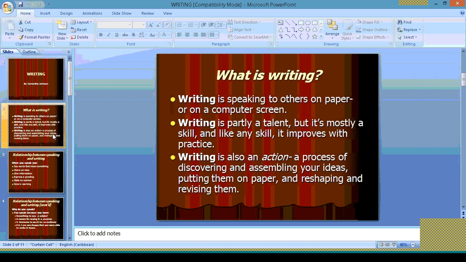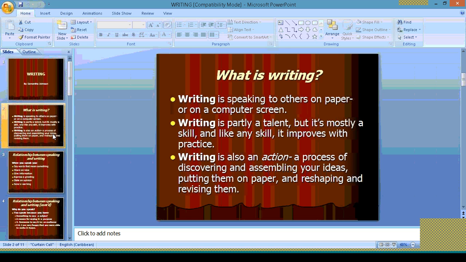Now, it is also an action. Why is it an action? You sit there, you type something on a computer screen, you get a pen, you write something. Why is it considered then an action? It's an action because it is a process of discovering and assembling your ideas. Because I'm sure before you actually write anything, an idea must have come to mind. You thought about something before you actually wrote it. You didn't just start writing and you don't know where the things came from. Right? So it involves discovering and assembling your ideas, putting them on paper and reshaping and revising them.